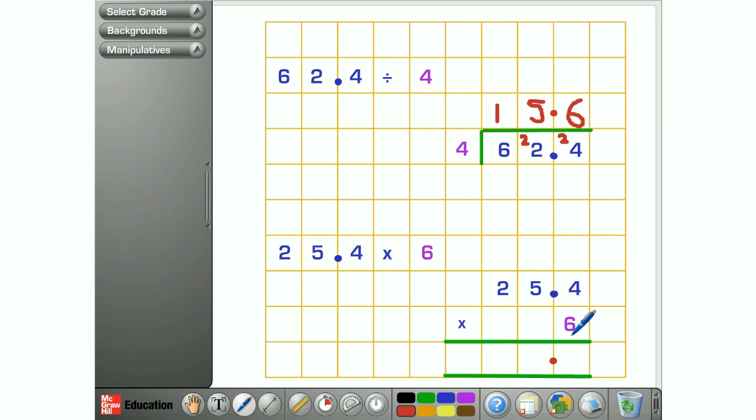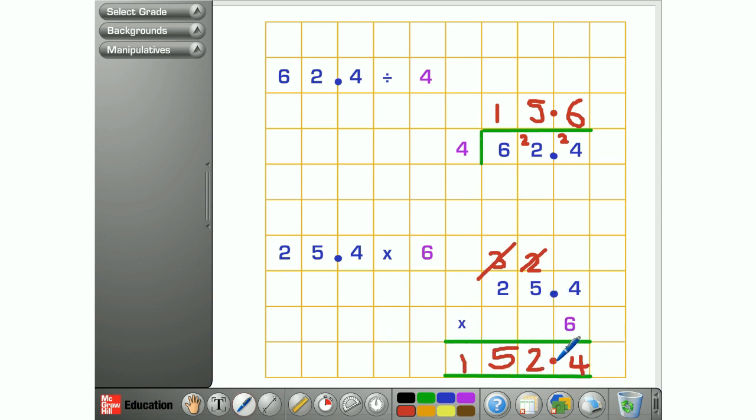This one here, 6 times 4 is 24. So 4 down there, 2 up there. 6 times 5 is 30, add 2 is 32. So 2 there, and then 3 up there. And 6 times 2 is 12, add 3 is 15. So there we go, the answer for that one is 152.4.